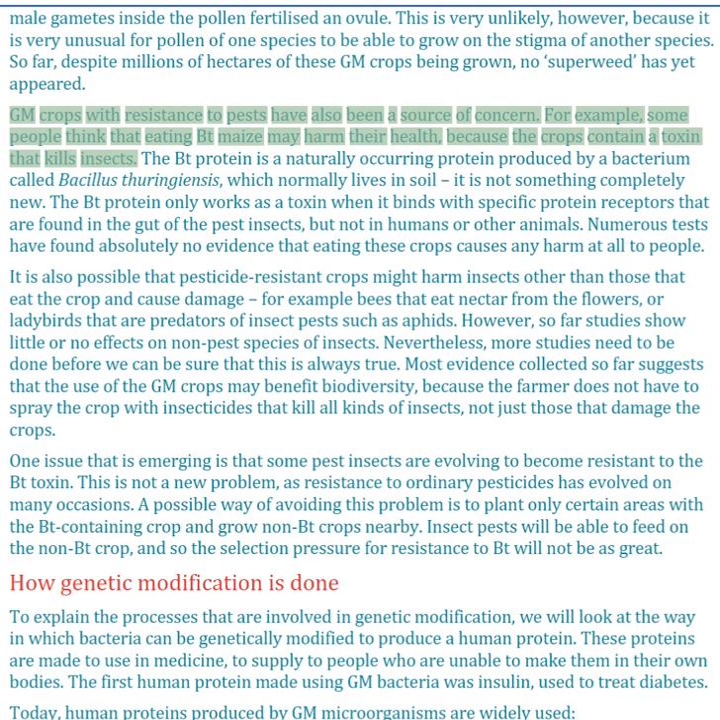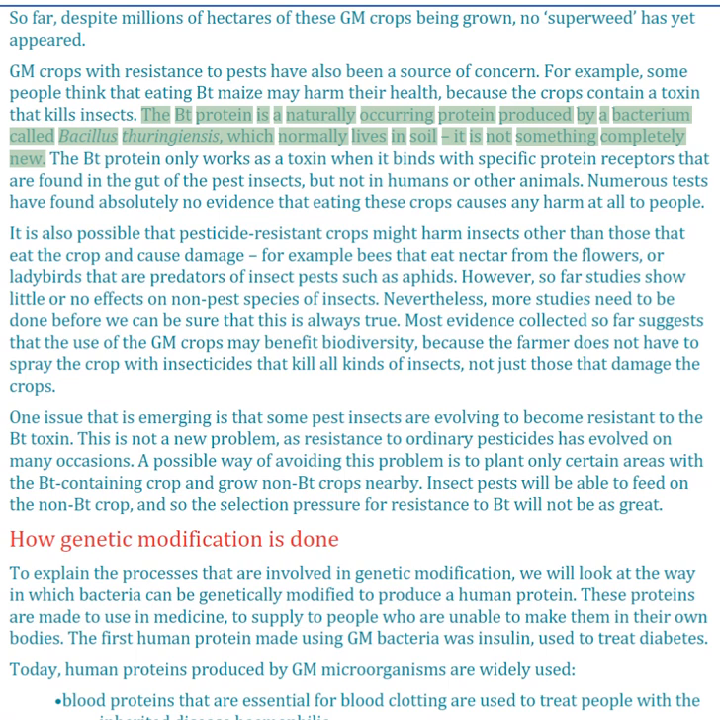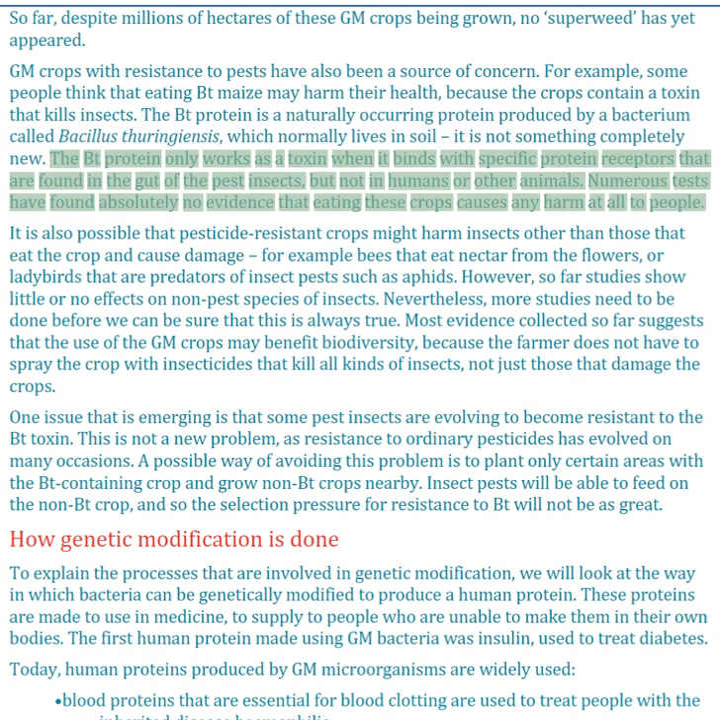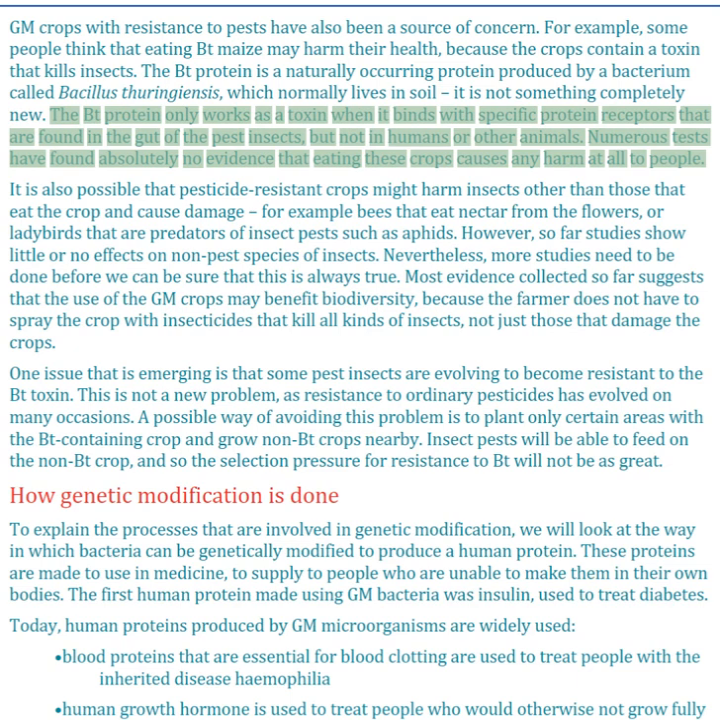GM crops with resistance to pests have also been a source of concern. For example, some people think that eating Bt maize may harm their health because the crops contain a toxin that kills insects. The Bt protein is a naturally occurring protein produced by a bacterium called Bacillus thuringiensis, which normally lives in soil. It is not something completely new. The Bt protein only works as a toxin when it binds with specific protein receptors that are found in the gut of the pest insects, but not in humans or other animals. Numerous tests have found absolutely no evidence that eating these crops causes any harm at all to people.